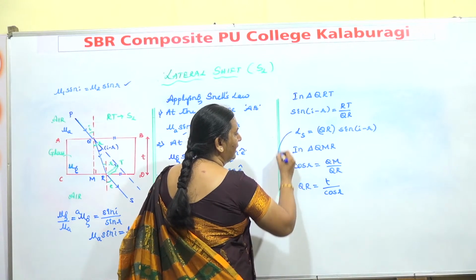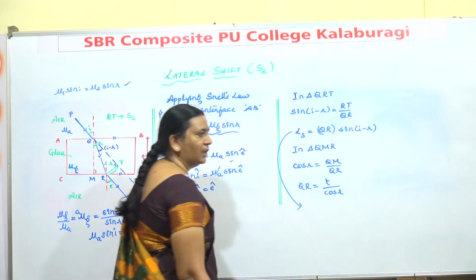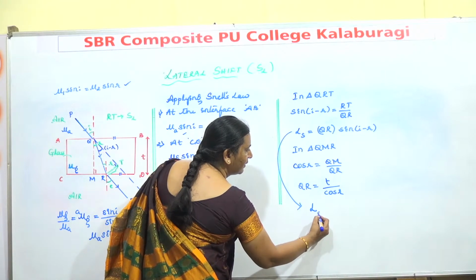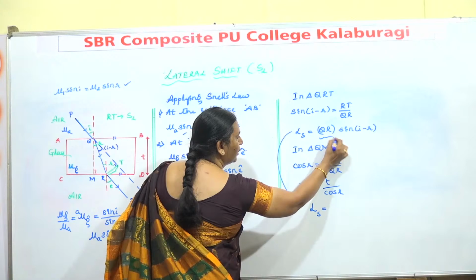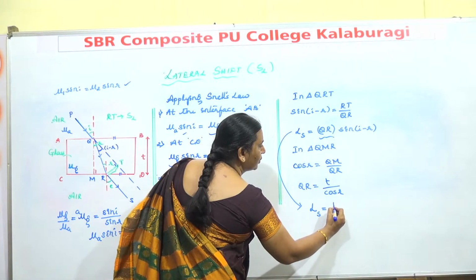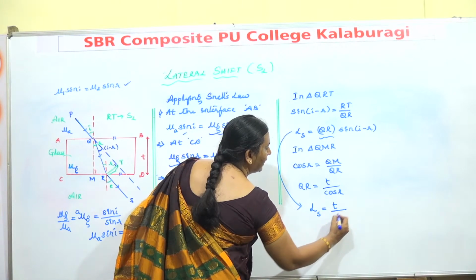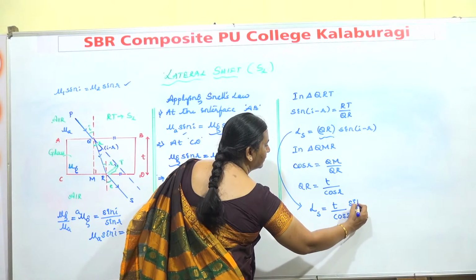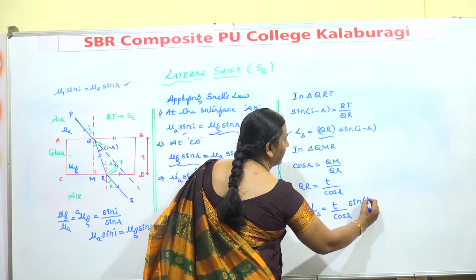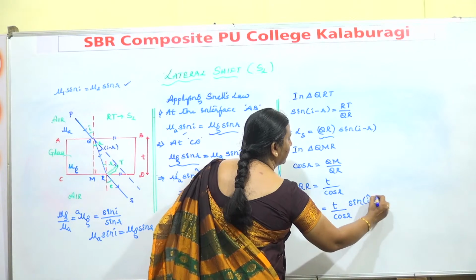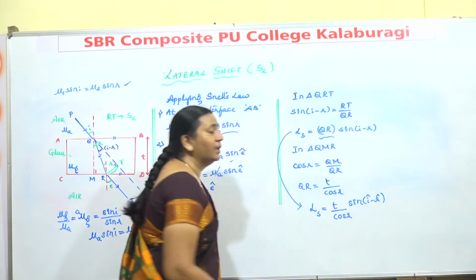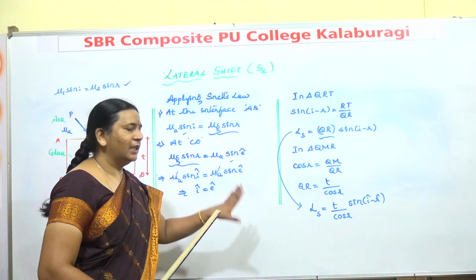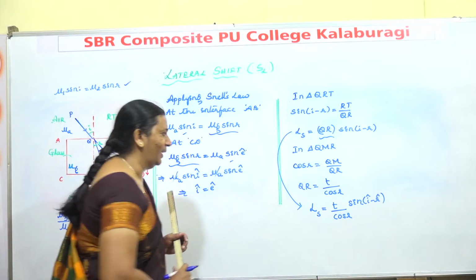So our lateral shift equation. Lateral shift equation became what, children? Lateral shift will be equal to, only qr was missing, we got it. So T divided by cos r into sine of I minus r. Important, again I am saying, you don't have the derivation for your syllabus, but the equation we are going to use, okay?